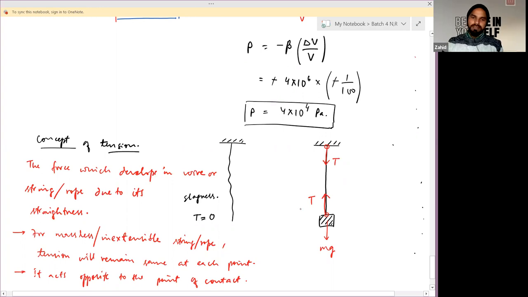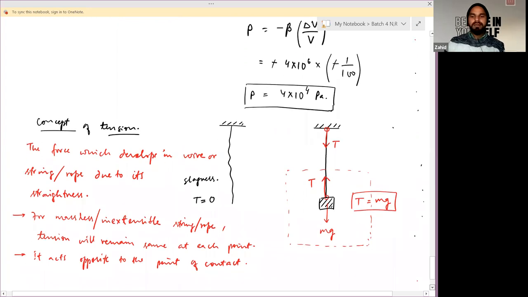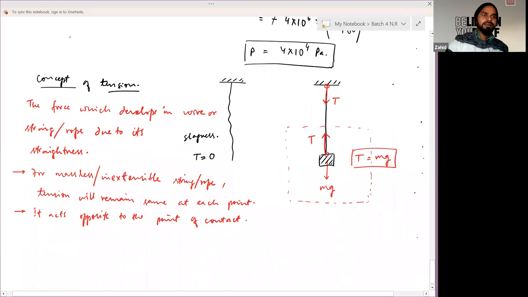Yes, sir. Now, if you see this whole part, since there is no acceleration of this particular block, it means net force acting on this particular block will be 0, which means total upward force should be equal to total downward force. So tension equals mg. Raza, is it clear? Yes, sir.